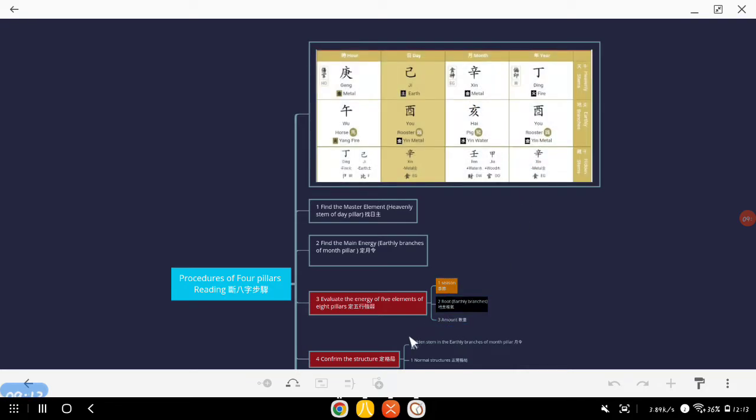So the next step, we're going to confirm the structure. So how can we confirm the structure? We need to check the hidden stem energy in the monthly pillar. So here, let's check. We have two hidden stems here in the monthly pillar. That is Ren, which is the water element, and Jia, which is a wood element.